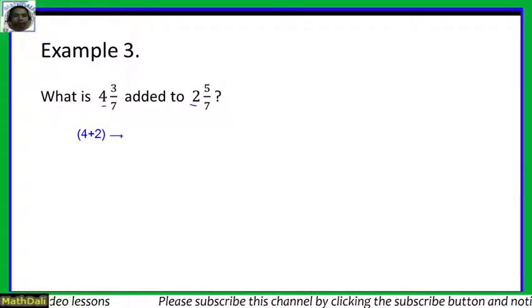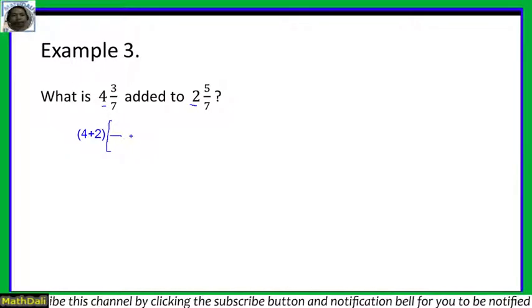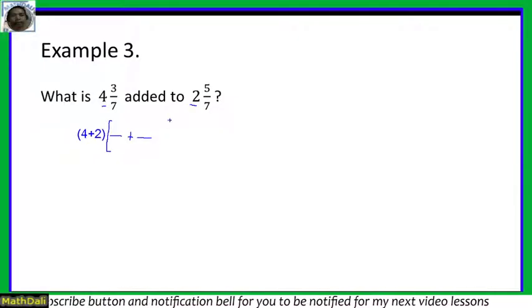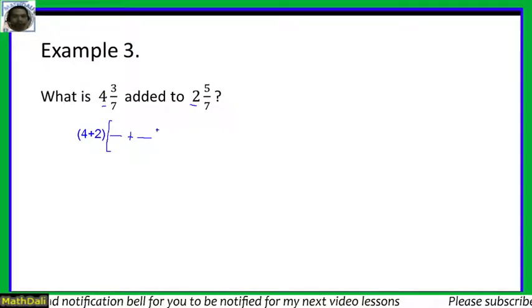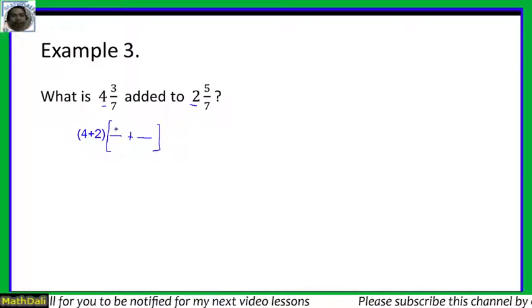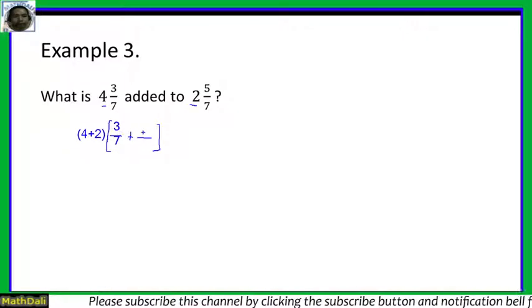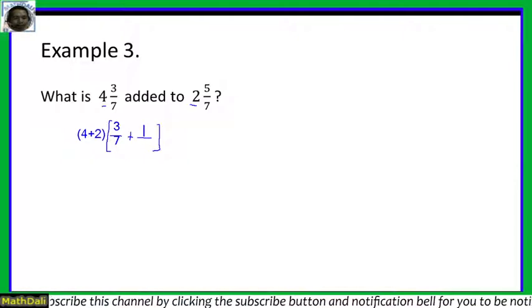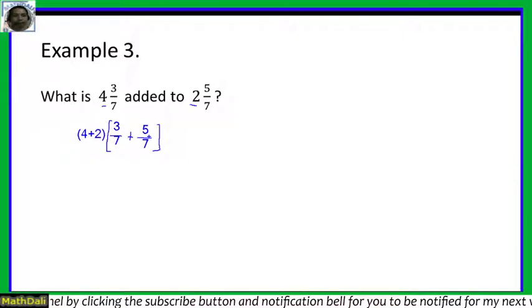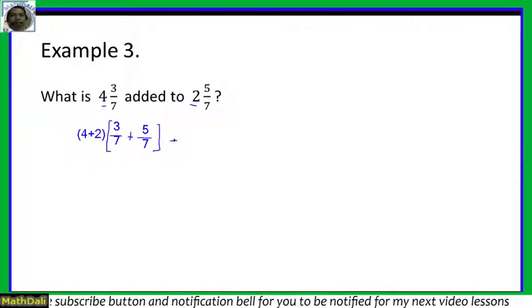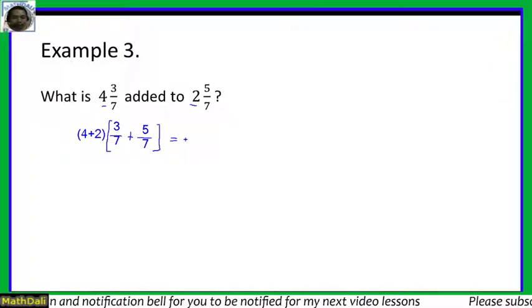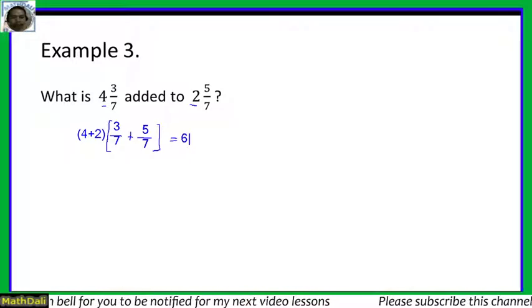Then next, i-add din natin yung ating fraction. Kailangan natin dito. So, yung ating fraction, meron tayong 3 over 7. And you also have 5 over 7. So, i-add natin to. That will be equal to 6. 4 plus 2, that is 6.